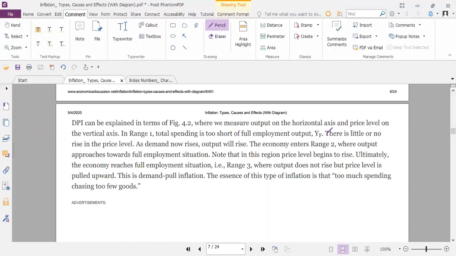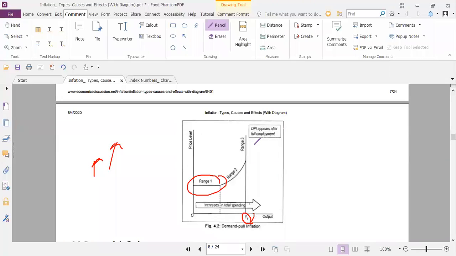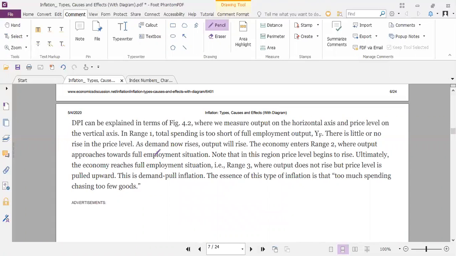So YF, full employment output, that is YF, there is little or no rise in price level. So accordingly, there is no rise in price level. As demand now rises, output will rise. So if the demand is rising, then you can see from here, the demand is rising, right? Demand is increasing for output, and then price is also increasing. As demand now rises, output will rise.